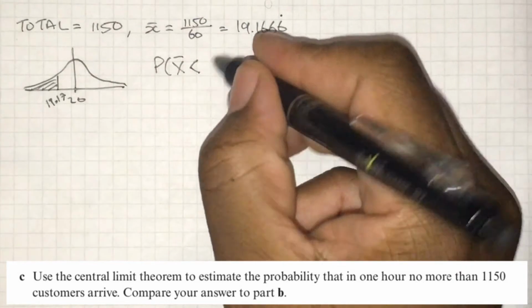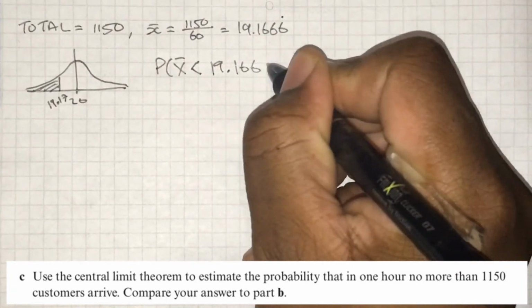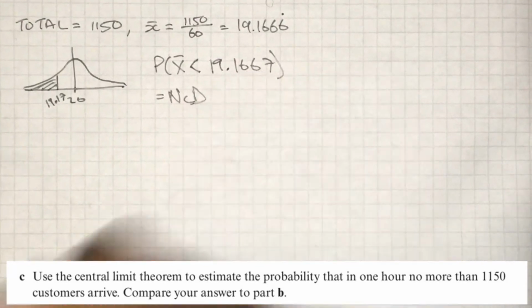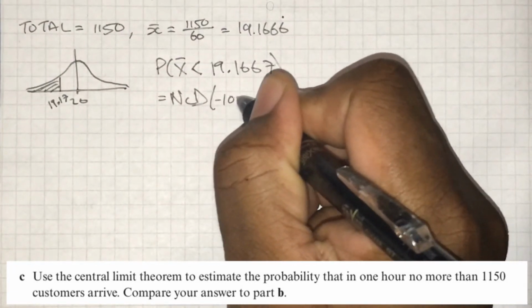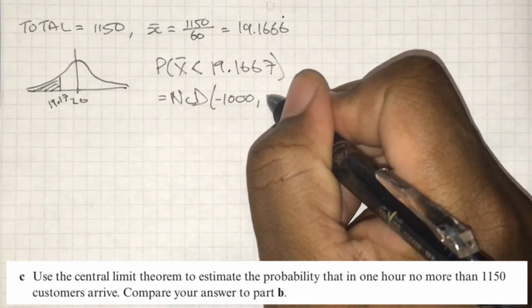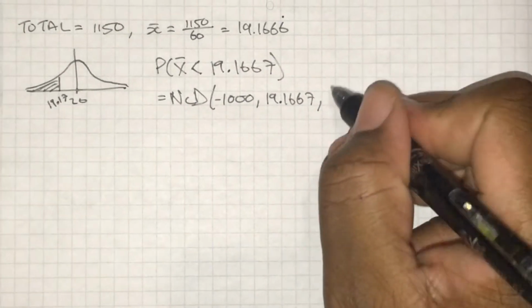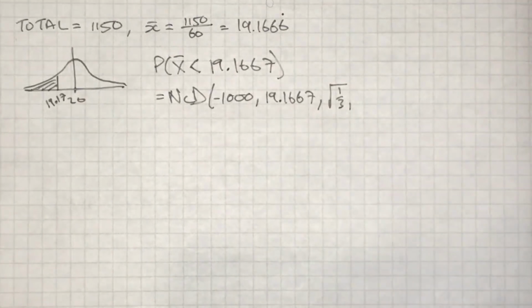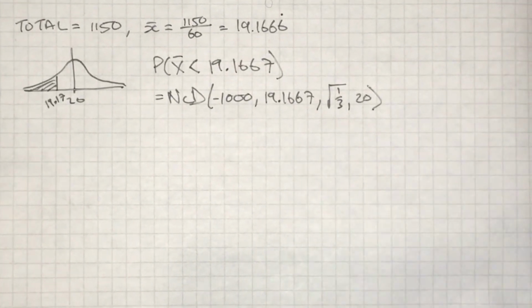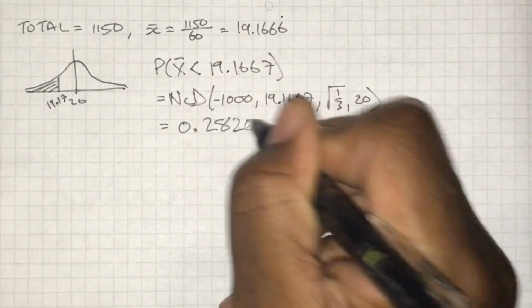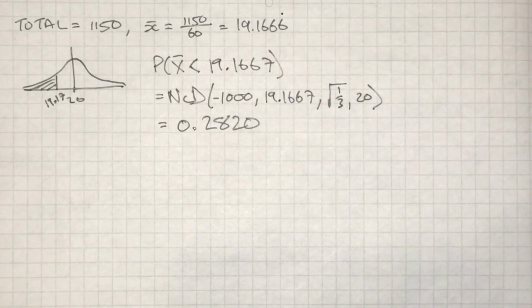Into the calculator with all the correct variables. I'm going to use an extremely small arbitrary lower limit. I'm going to use 19.1667 as my upper value, standard deviation as we discussed, and the mean of 20. Plug this all into the calculator, and that leads to an answer of 0.2820.